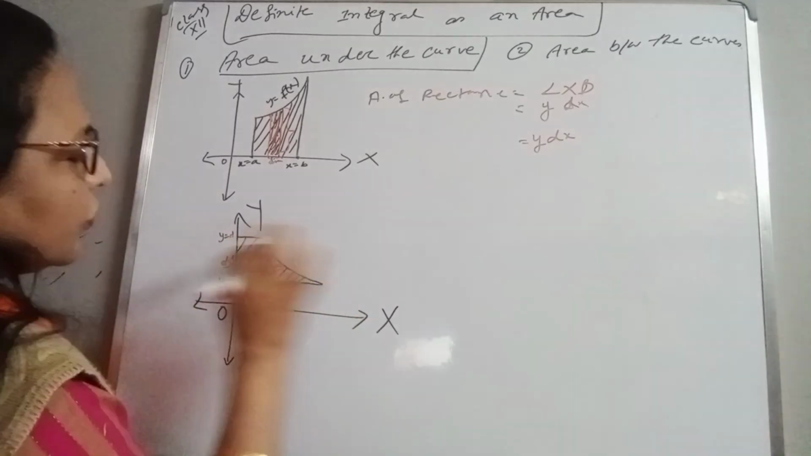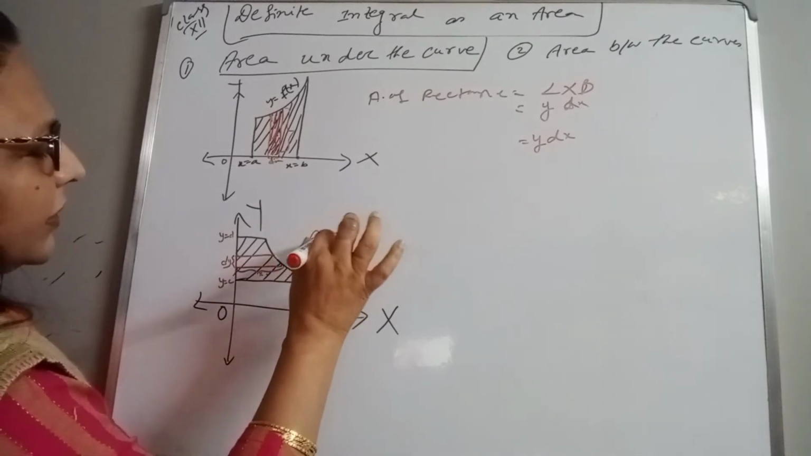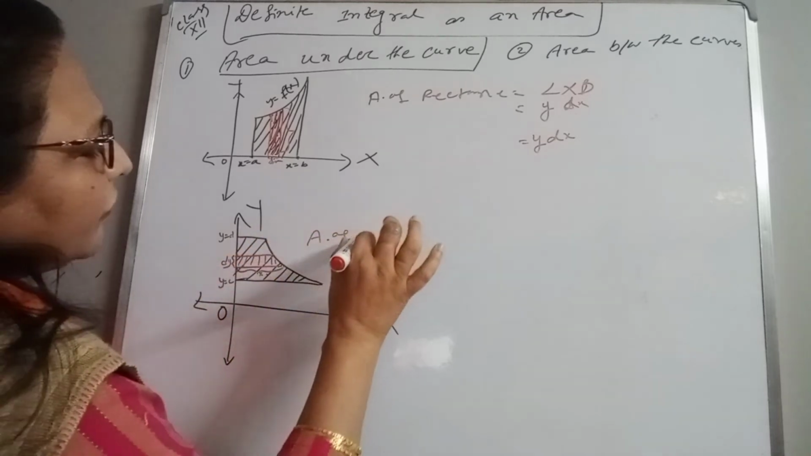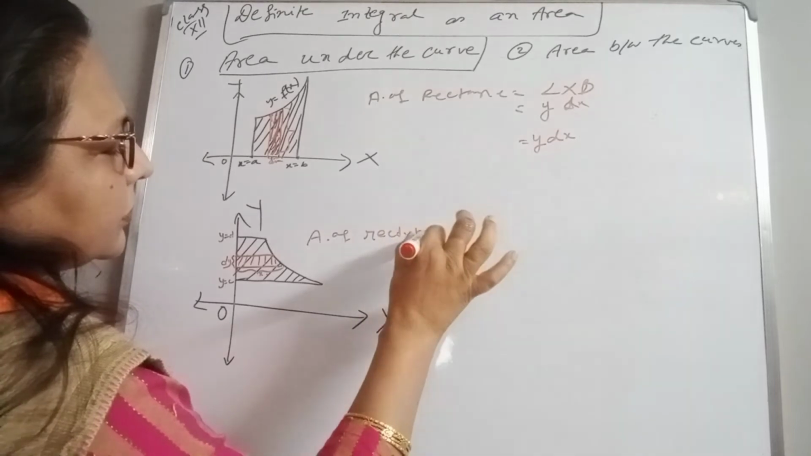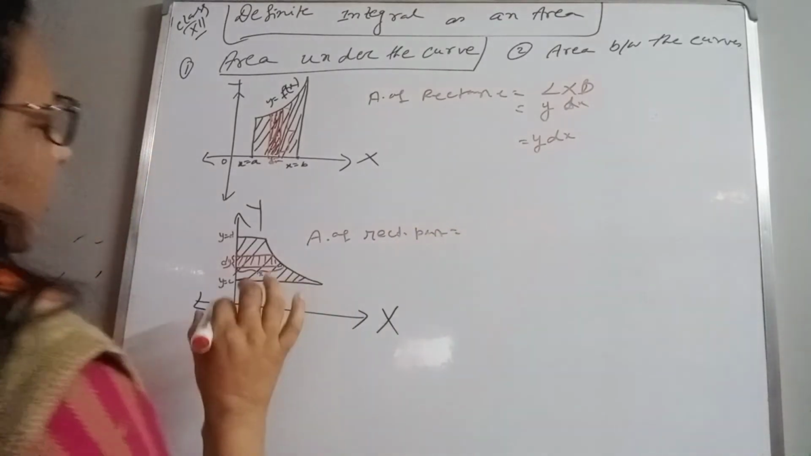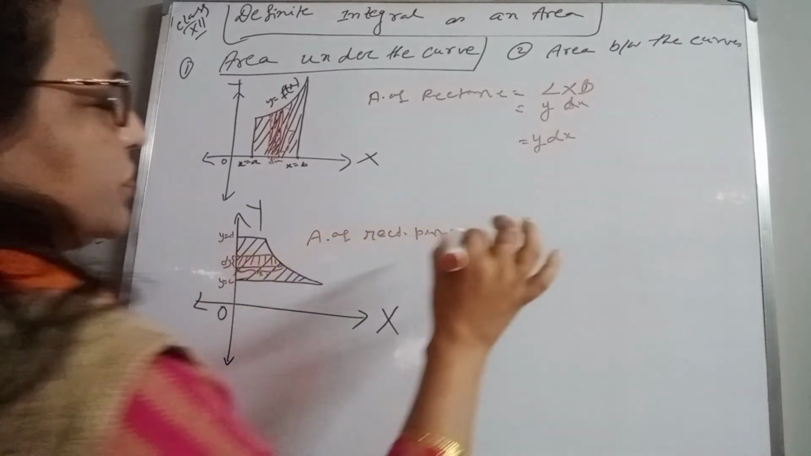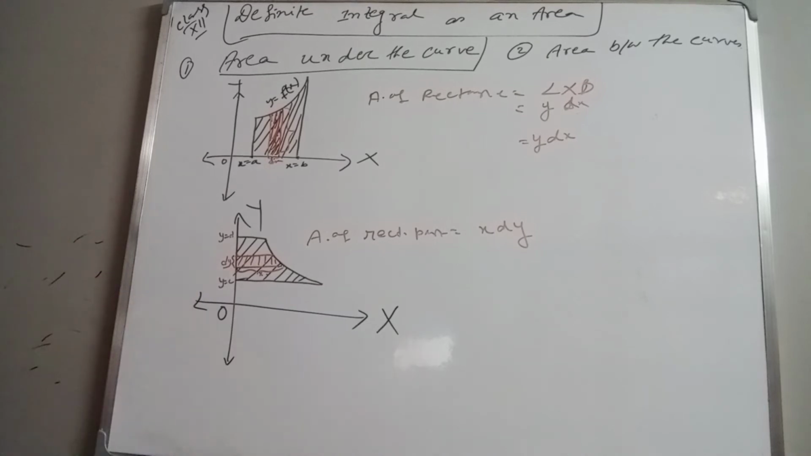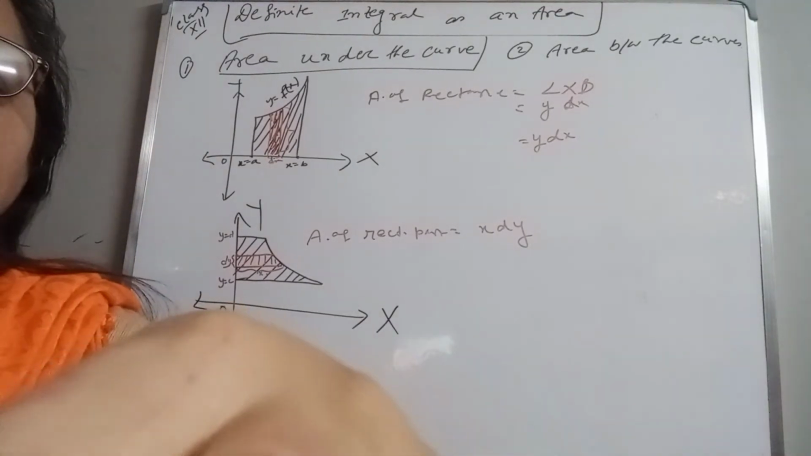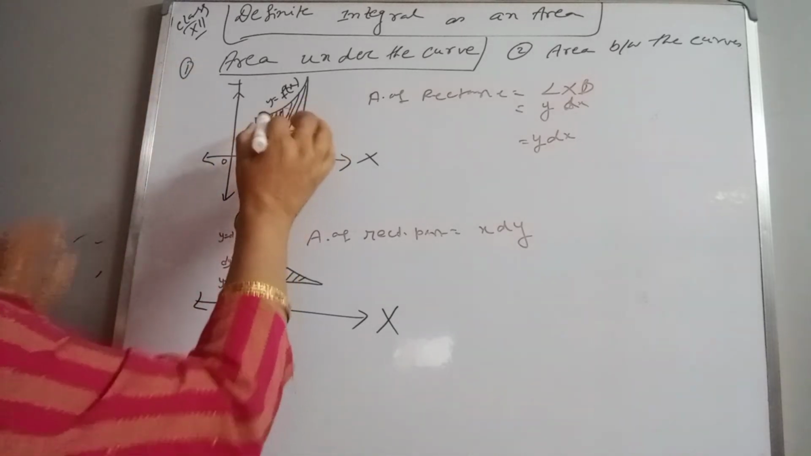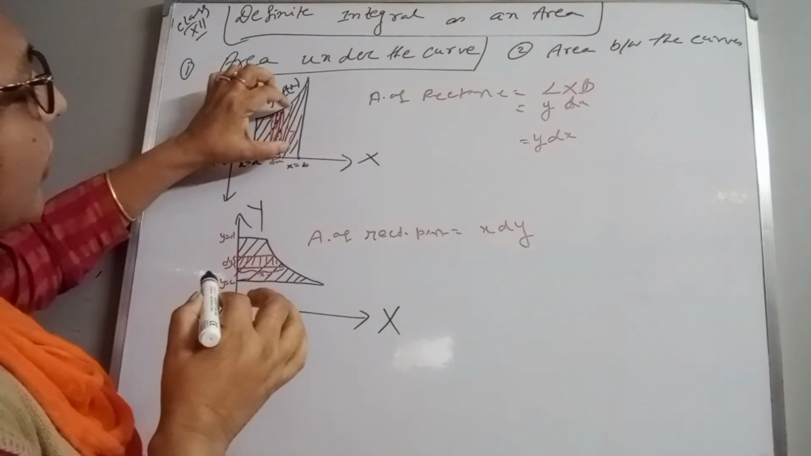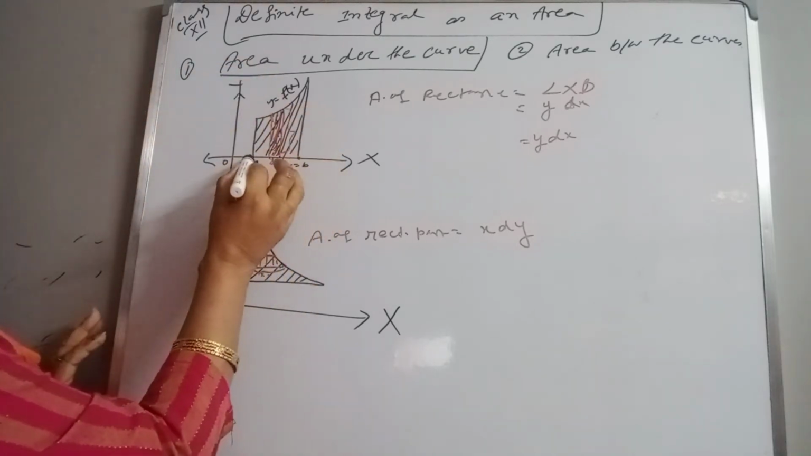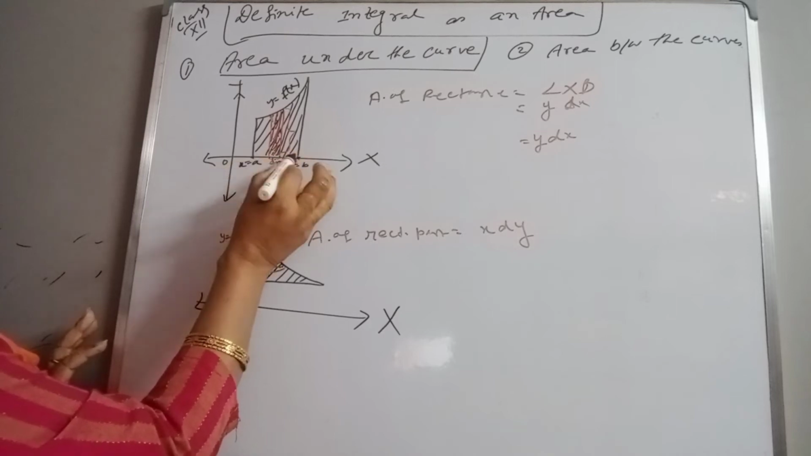So this is x. What do we write here for the area of the rectangular strip? Length into breadth, so here x into dy. Got it? Now, when we have to find the area of the whole region, many strips can be drawn like this, here also, and those strips should be between a and b.